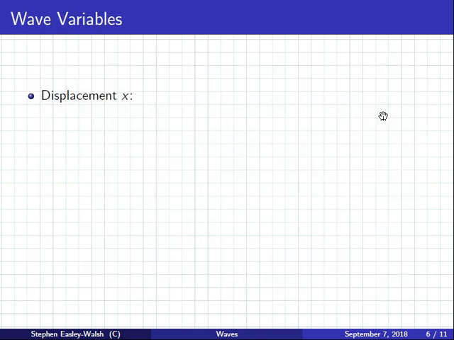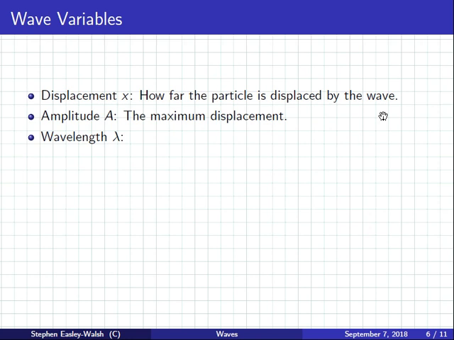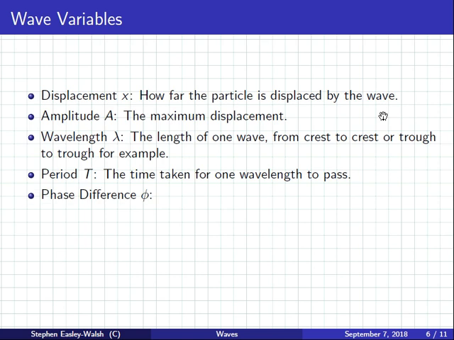Okay. So the letters we use: displacement is x. That's how far the particle is displaced by the wave. Amplitude is a. That's the maximum displacement. Wavelength is lambda. That's the length of one wave, from crest to crest or trough to trough. Period, T. What do you think that is? Time for what? One wave, yeah, one wavelength.